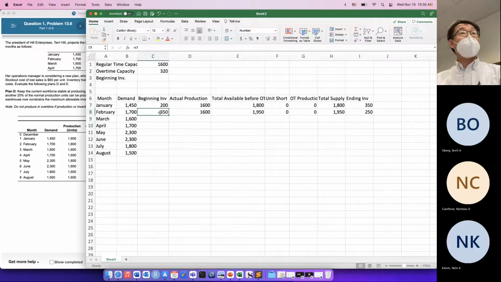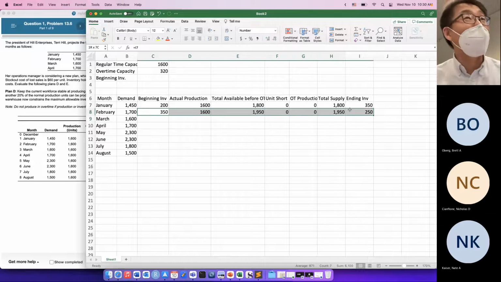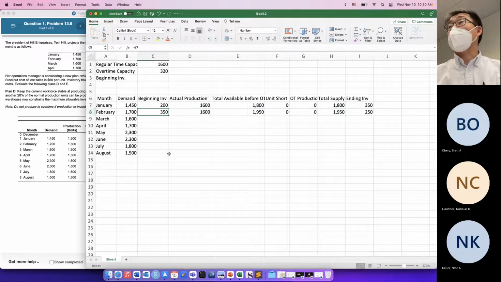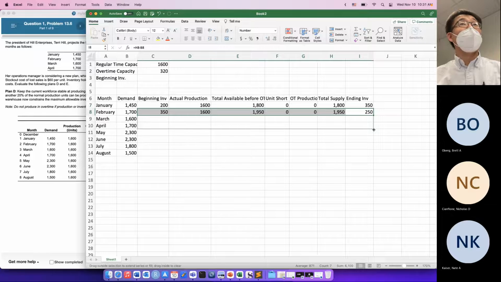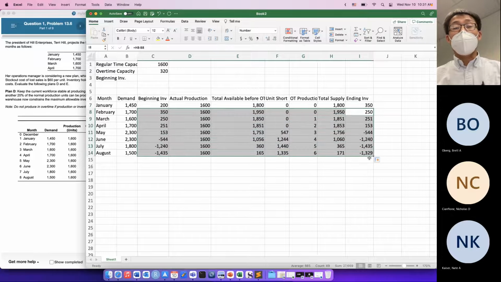I think with this completed, I can just drag it. Usually with aggregate planning, you need to complete first 2 rows because beginning inventory needs to be carried over from the previous ending. So I need to drag it down. I don't think this is perfect in first attempt. Remember, this is an iterative process. So let's see what's wrong here.